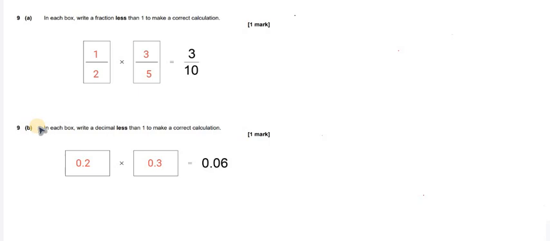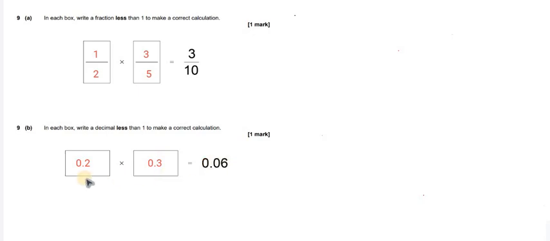Part B. In each box, write a decimal less than 1 to make a correct calculation. 0.2 times 0.3 will do the job. 0.1 times 0.6 will do the job as well. Convert that to a fraction and go from there. That's 6 over 100.